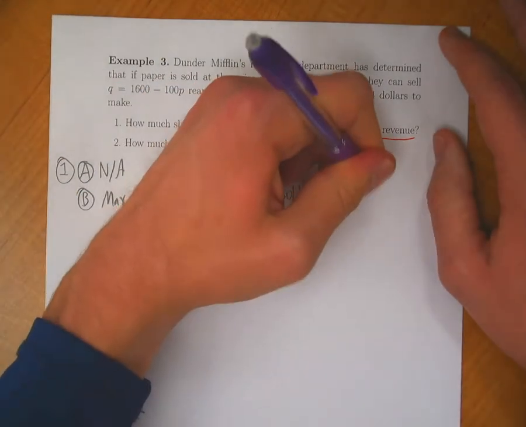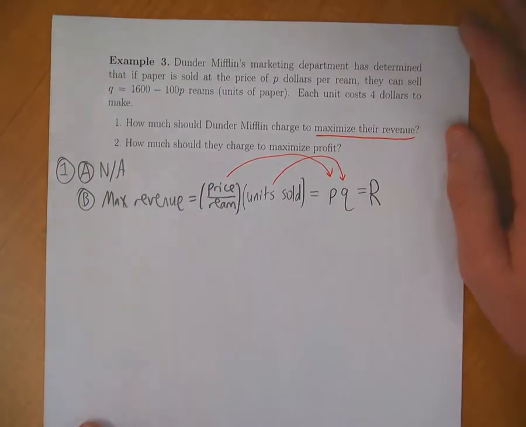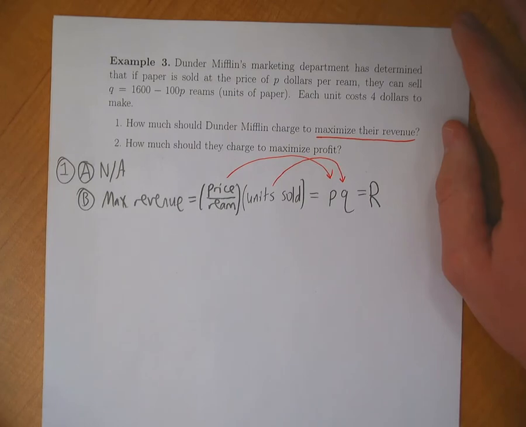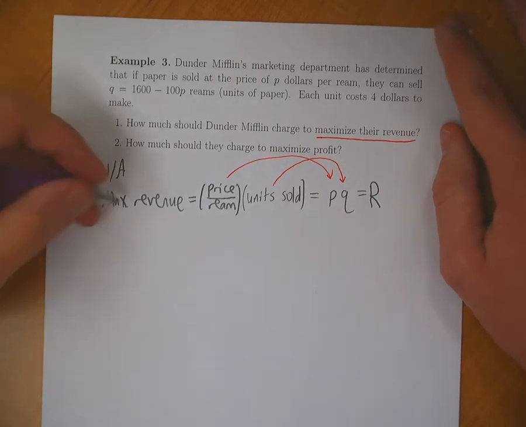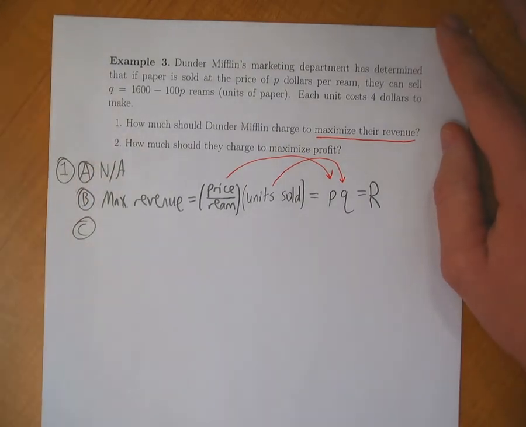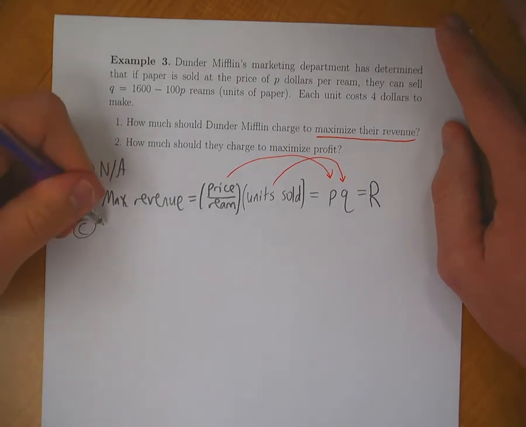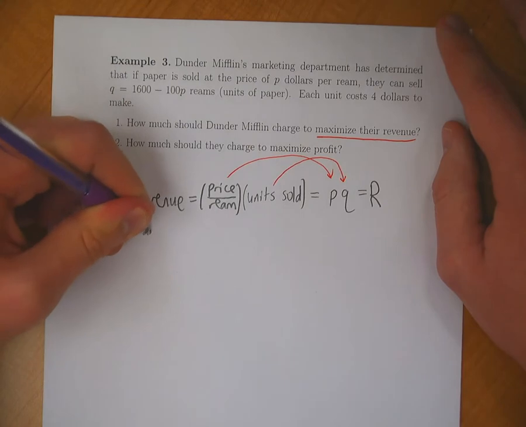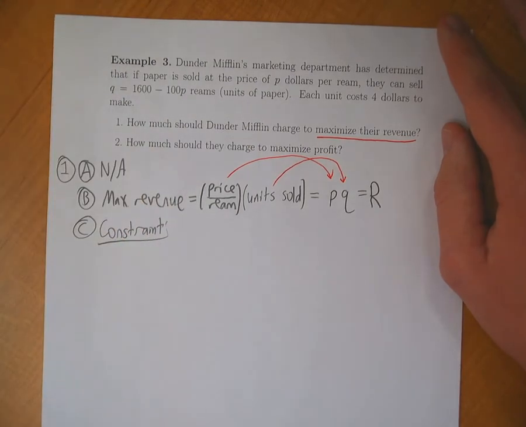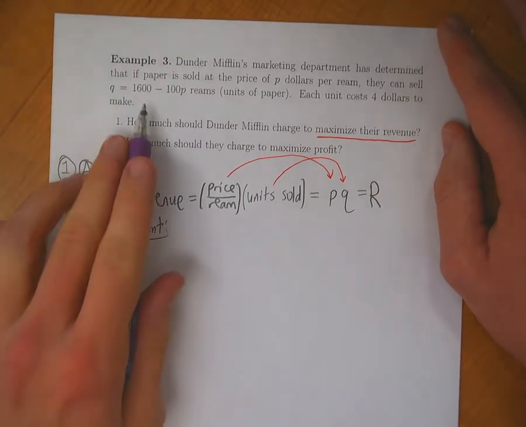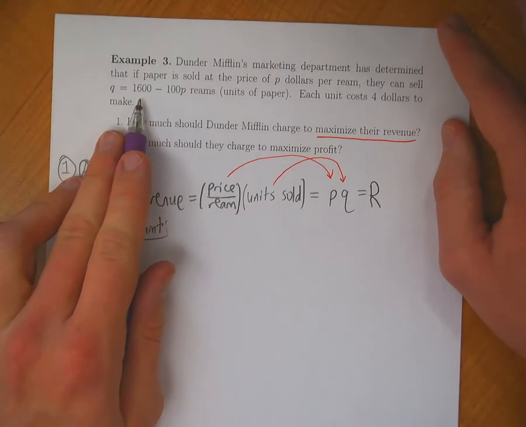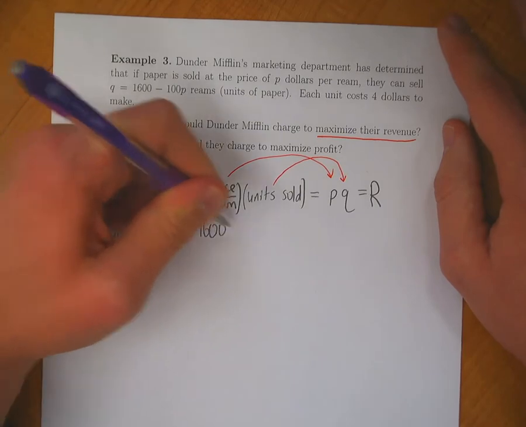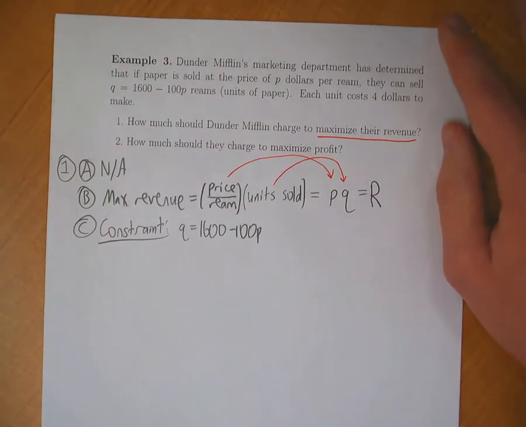So this is going to be our revenue. So that's step B, essentially. Now, the good news is that our constraints are actually given in the problem for us. So our constraint says Q can be expressed in terms of P as 1600 minus 100P. So Q equals 1600 minus 100 times P.